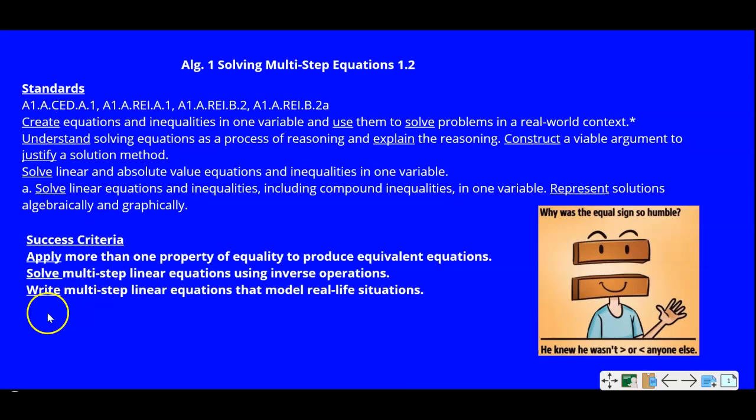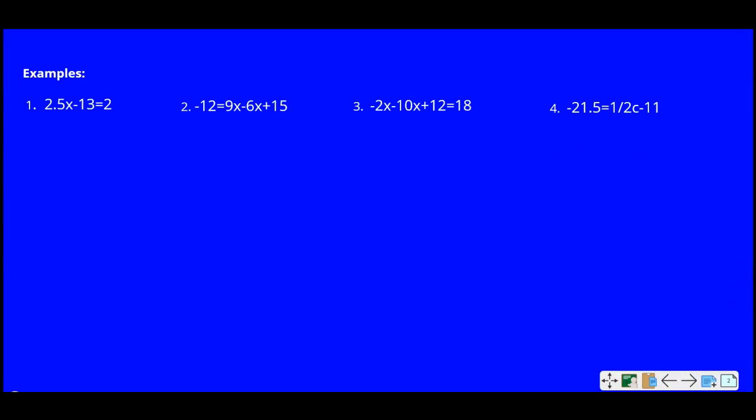Remember, creating equations, you have to be able to write multi-step equations from real life situations. So towards the end, we'll get to those. Make sure you stick around for all the examples. All right, so let's look at a few examples now.